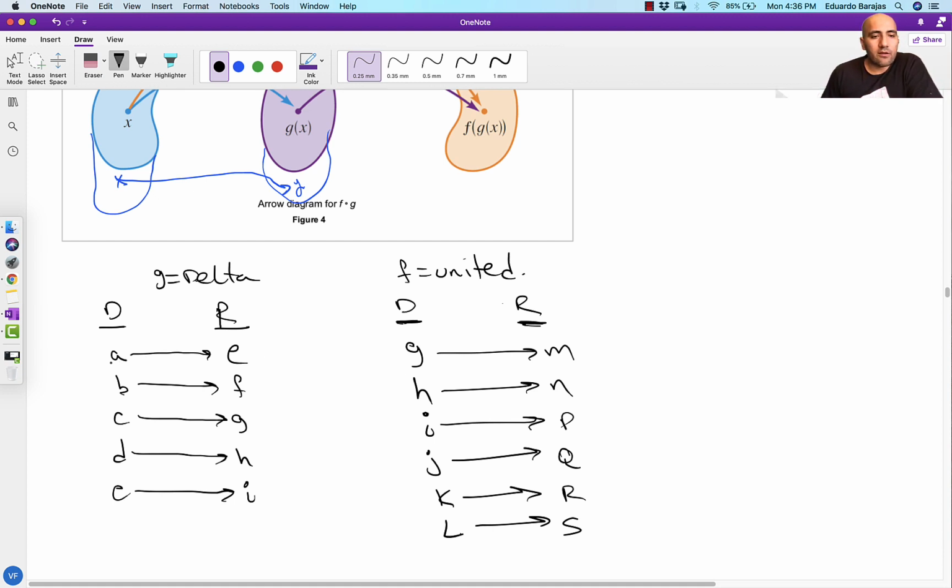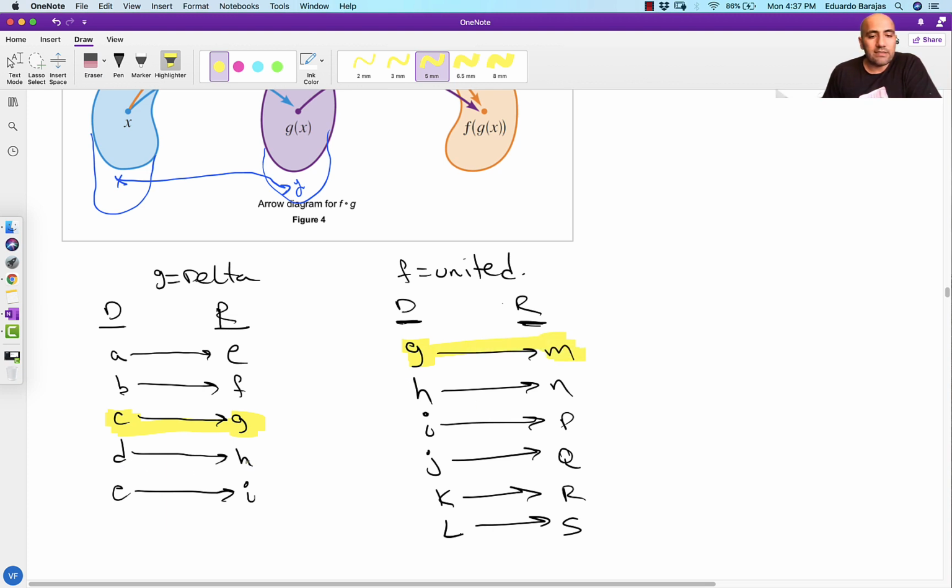If we start off in city A, that leads me to city E, but then E is not over here. It's not in the domain of F. I can start off in city B, and that leads to city F, but again, United doesn't operate out of city F, so that doesn't work out. I can start off with city C, and that leads to G, and then G works out, and then G leads to M, so that is one that will work out. So starting off in C, that will lead me to G, and then I can go from G to M. So there's one that works out.